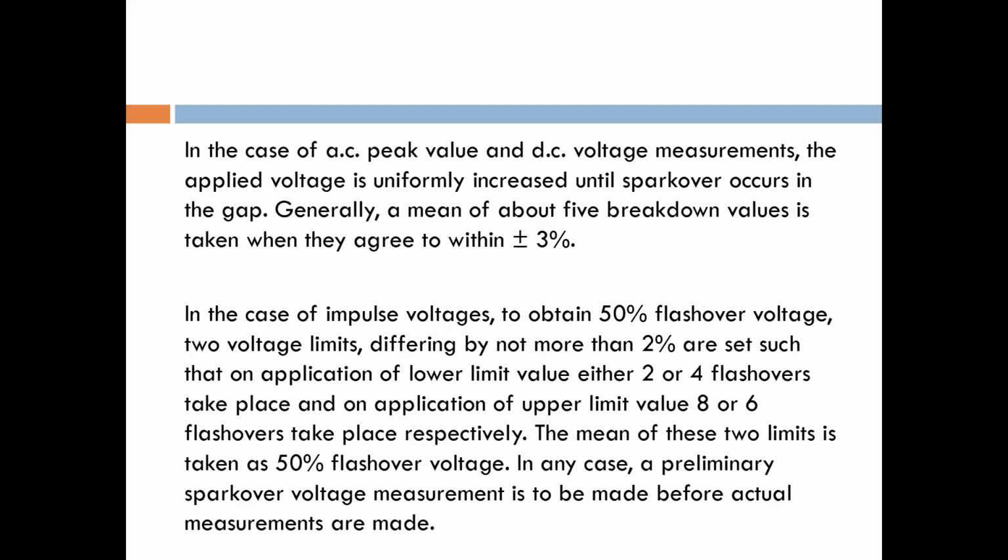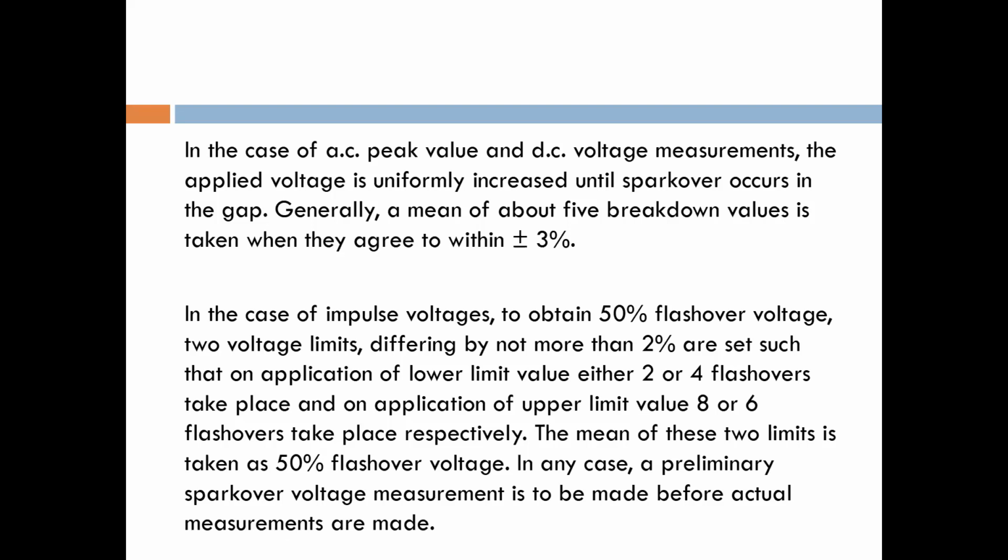Now remember, in the case of AC peak value and DC voltage measurement, the applied voltage is uniformly increased until spark over occurs in the gap. When the spark over occurs, you can say that is the peak value. Generally, a mean of about 5 breakdown values is taken. Five readings are taken, and then the average is computed. Then we can say there is an accuracy of plus or minus 3%.